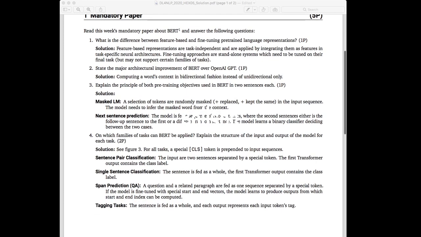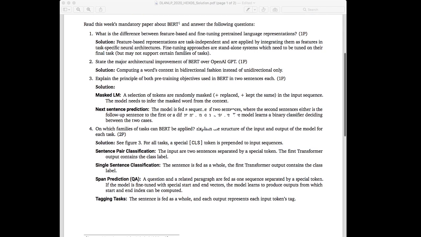Let's see question number 4. On which families of tasks can BERT be applied? Explain the structure of the input and output of the model for each task. Honestly, I don't know what tasks BERT cannot be applied to, because it's quite famous. I know BERT has been applied everywhere, to every task, every language now.